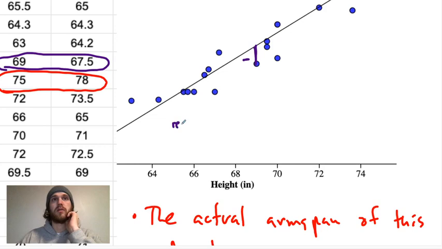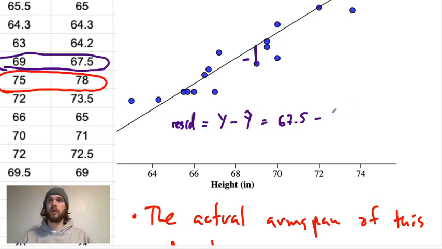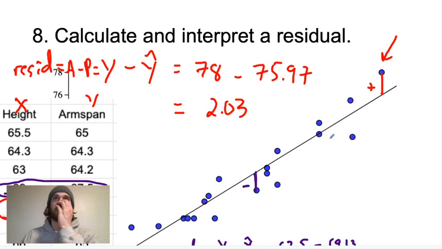We do actual minus predicted for the arm span. So the residual for this person is y minus y hat, which is 67.5 minus 69.13, which means we get a residual of negative 1.63 inches. I put inches at the top one? I did not. So this is 2.03 inches as well.